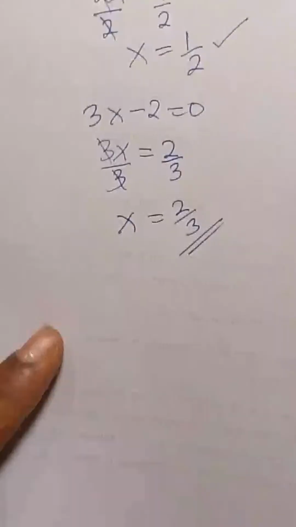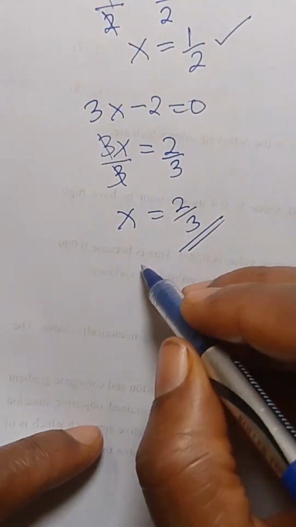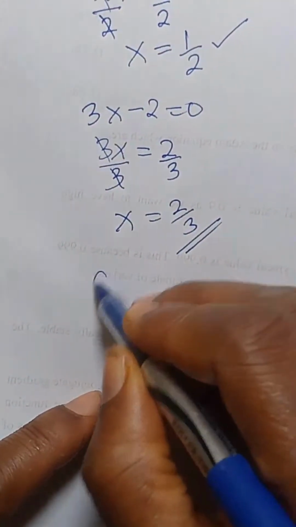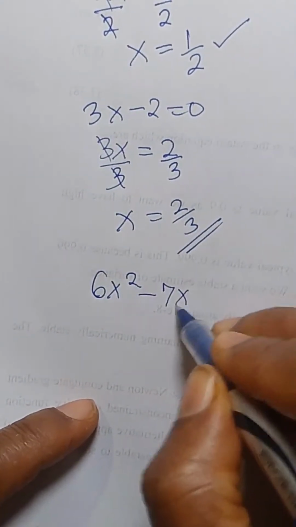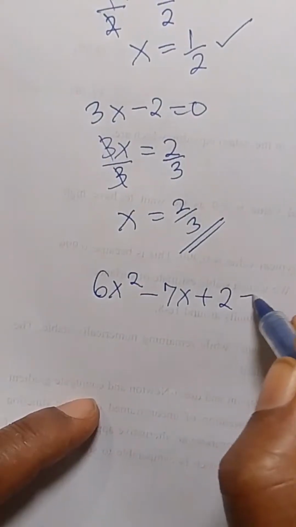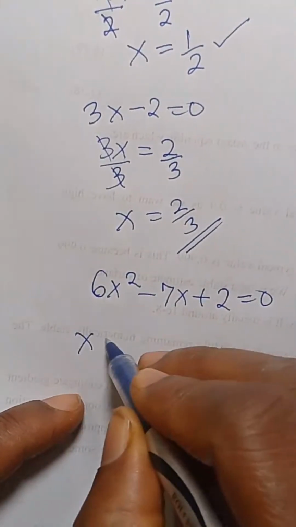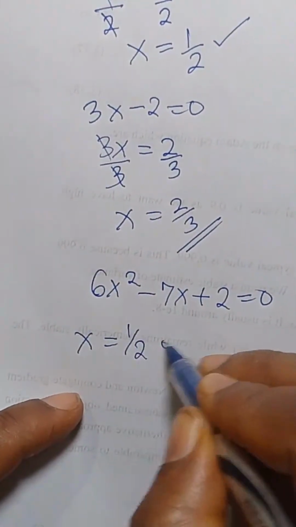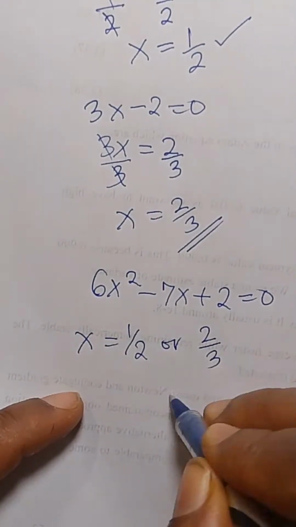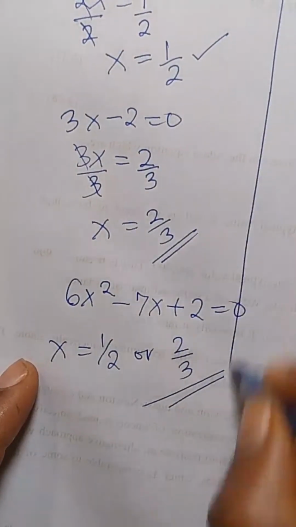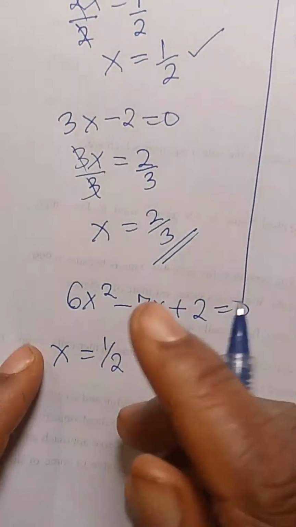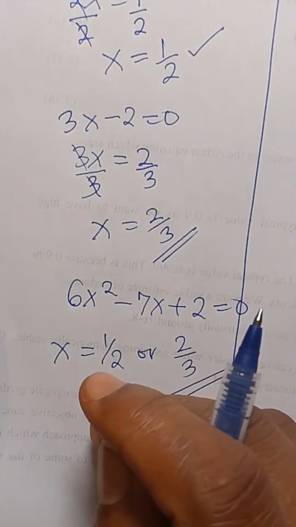Now, the question we just solved is 6x squared minus 7x plus 2 equal to 0. And the solution is x equals 1 over 2 or 2 over 3. That is the solution to the question that we just solved. Okay? Then let's solve one more.